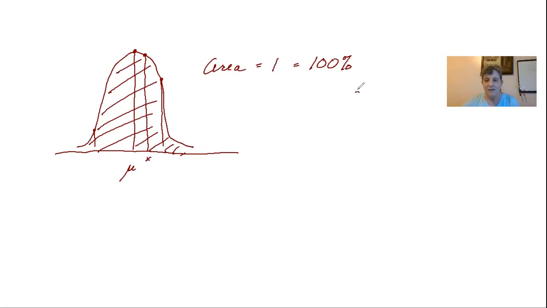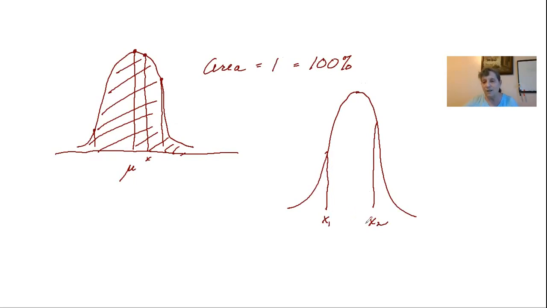If we look at, let's say we want to look at the probability of getting something from this x value up to this x value. To get the probability of x falling between x1 and x2, or the area that falls under the curve between x1 and x2.